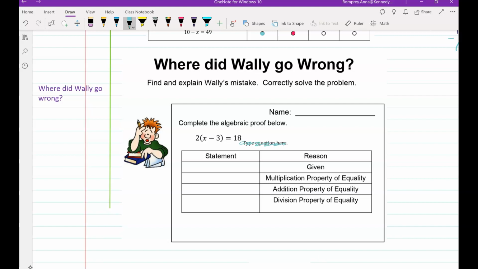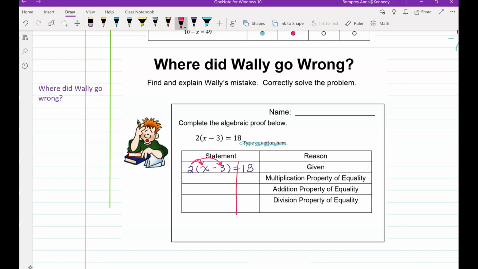So Wally came up with your given. Your given is the statement that you are given. So 2 times the quantity x minus 3 equals 18. Hey, we solved this, so we know how to solve this. What was the first thing that we did? Now, Wally says to use the multiplication property of equality. Well, what do you think he multiplied here? Because I'm looking at this and I know that my steps tell me first thing I want to do is distribute.